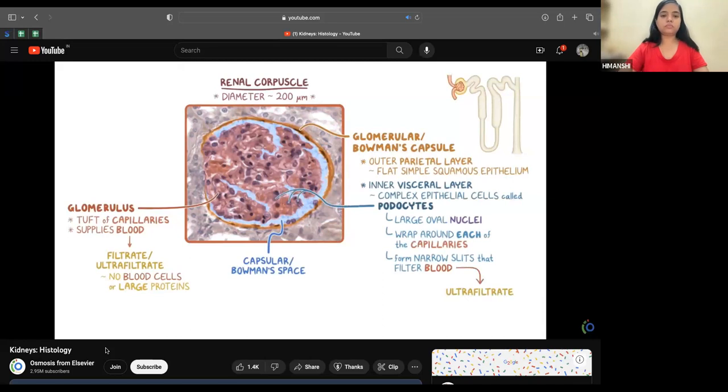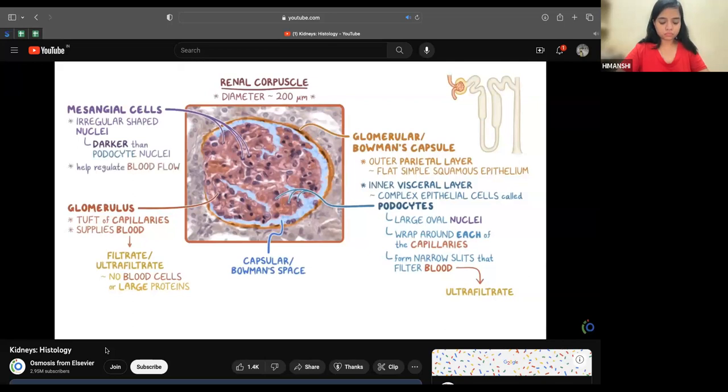The glomerulus also has large cells present called mesangial cells that have irregularly shaped nuclei and can be difficult to distinguish from podocytes in a standard slide stained with hematoxylin and eosin. But they'll often have nuclei that look darker than podocyte nuclei in the image. The mesangial cells have contractile properties to help regulate the amount of blood flowing to the glomerular capillaries. They're also involved in immune defense and repair of the glomerulus.